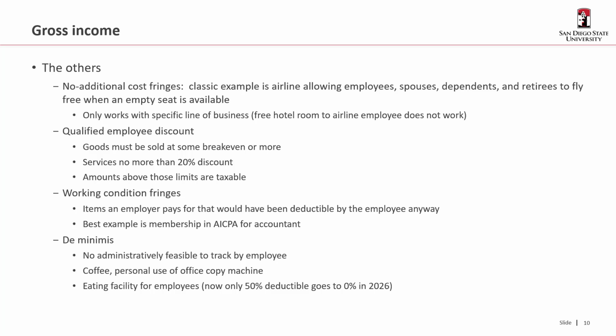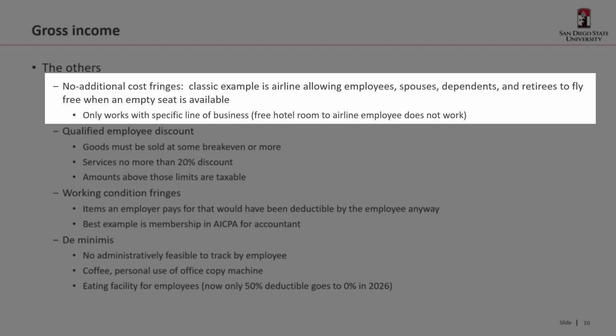Okay, there are tons of others. The book does a fairly good job of describing these, but let's go through them anyway. So there's something called a no additional cost fringe. The classic example is the airlines allowing their employees, the employee spouses or dependents, and retired employees to fly free, but only when an empty seat is available, because that's at no additional cost to the airline. I guess the idea is that additional weight really counts for nothing. And I actually think these days the employee actually has to pay for the taxes. So it only works with a specific line of business that the employee was part of. So for example, a free hotel room to an airline employee doesn't work.